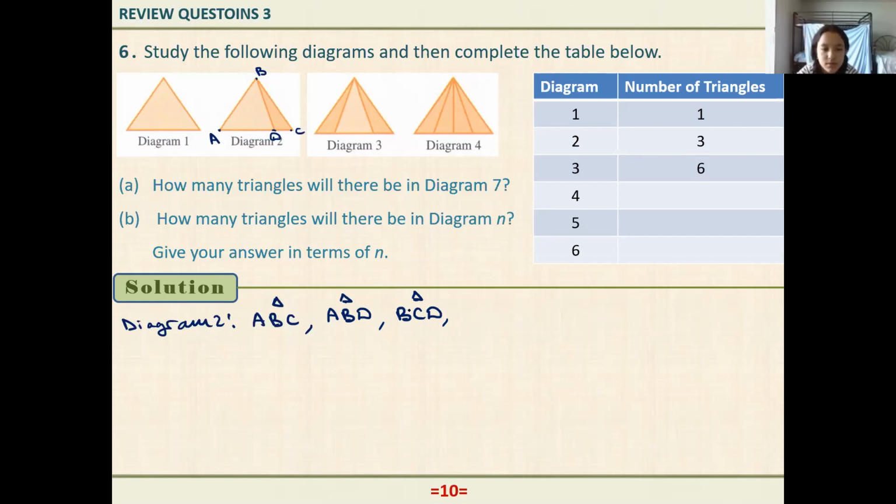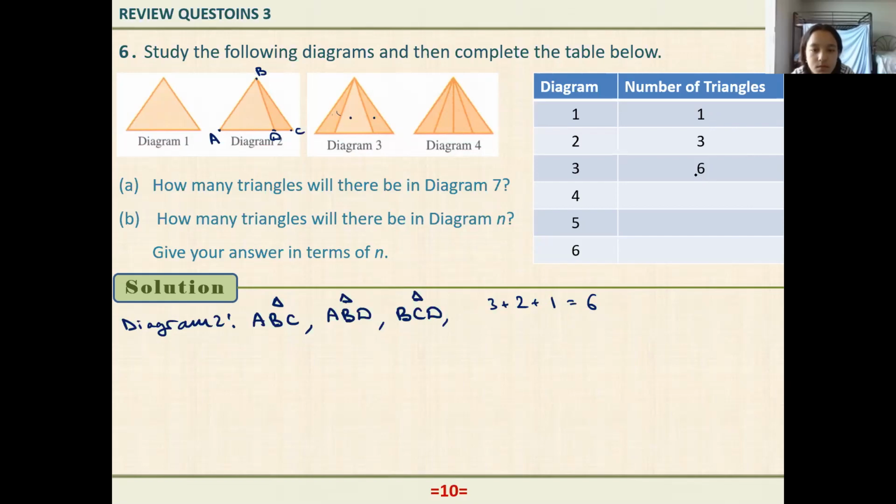And how about in diagram 3? 1, 2, 3 triangles, that's 3 plus. And if you combine these 2, they form another triangle, and if you combine these 2, they form another triangle. So we have another 2 triangles. Plus the big triangle, which is 1. And that's why here we have 1 plus 2 plus 3, which is 6. So 1, 3, 6.